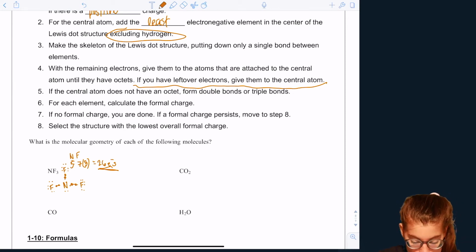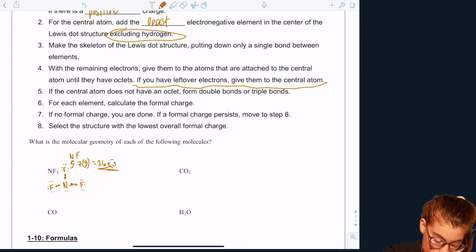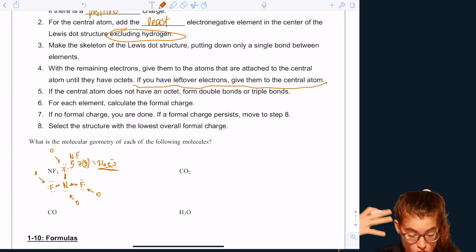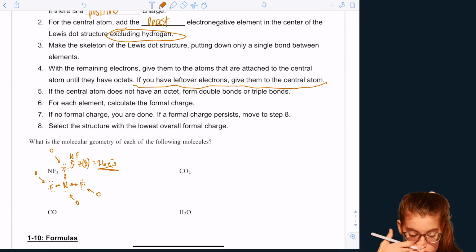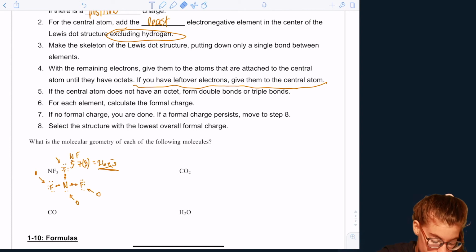So we're done, right? If the central atom did not have an octet yet, we would form double or triple bonds. And then, of course, for each element now, we need to go in and calculate the formal charge. If you've done that, you'll notice that the formal charge for fluorine is 0, for this nitrogen is 0, and of course all the fluorines are the same. So the overall charge is 0, and so this is a valid Lewis dot structure.